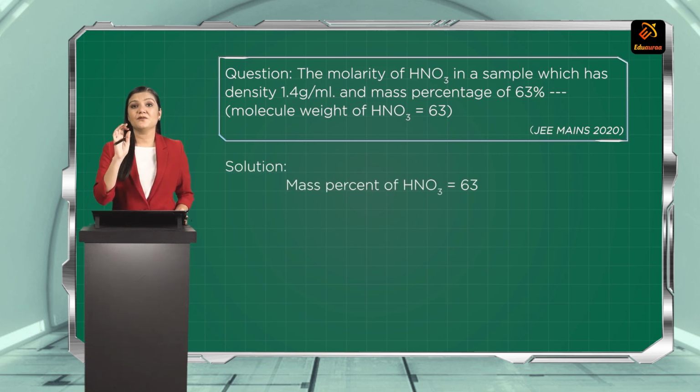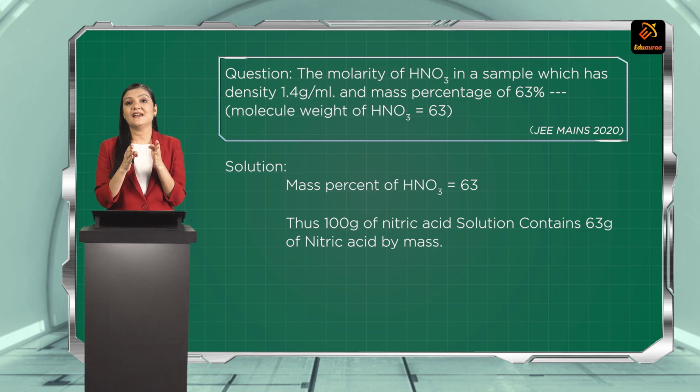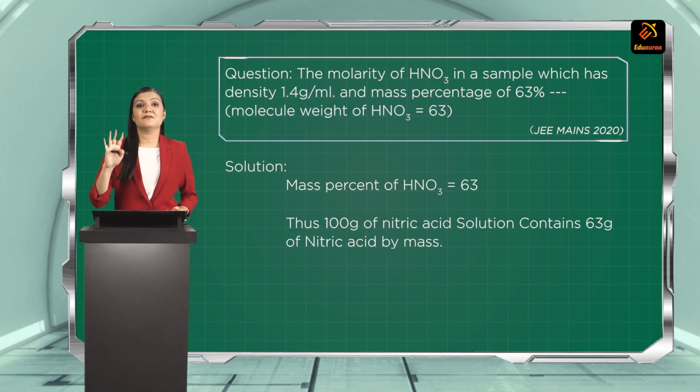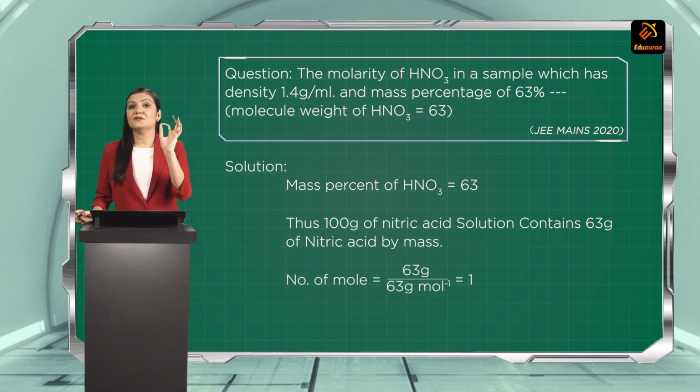If I check the mass percent, which is equal to 63, it means that 100 gram of nitric acid solution contains 63 gram of nitric acid by mass. The remaining part will be water. So, the number of moles is equal to weight in gram upon molar mass. Molar mass of HNO3 is 63. So weight is 63, molar mass is 63. So number of moles is equal to 1.